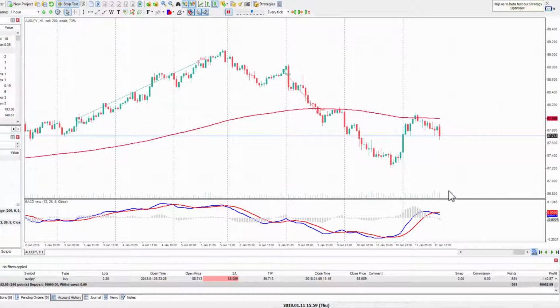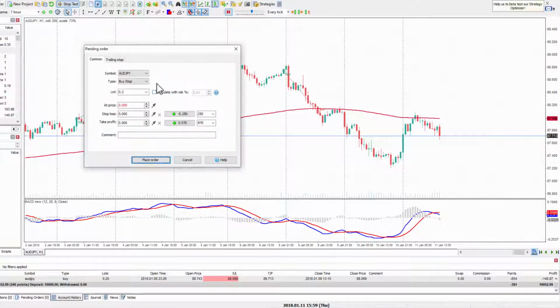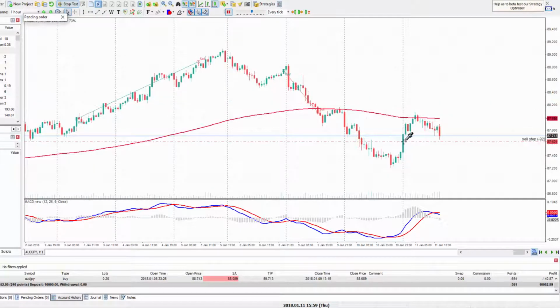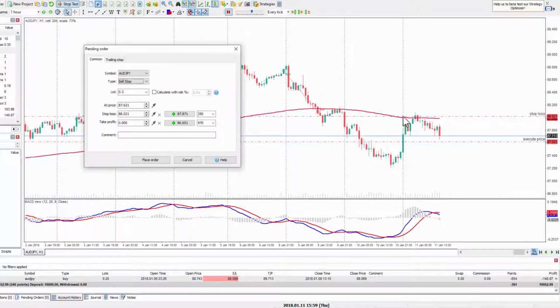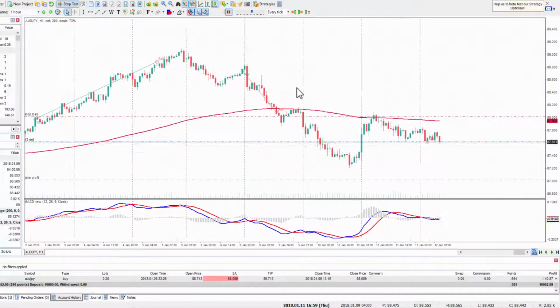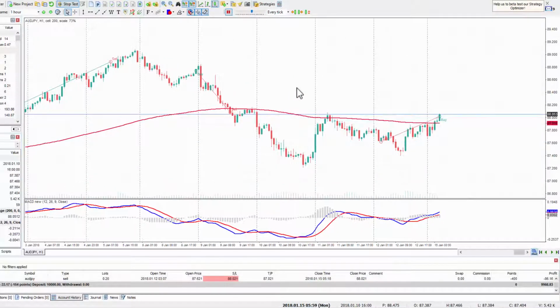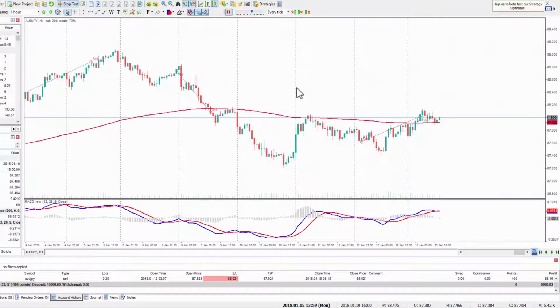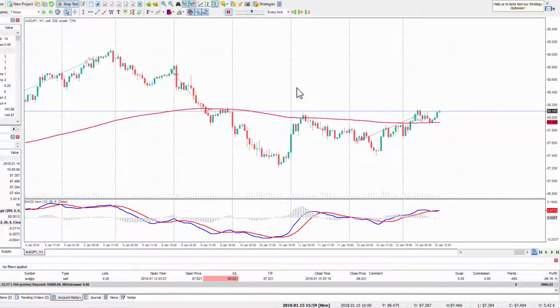Okay, we have a crossover here in a downtrend, so this time we are going to sell. So we will set up a sell stop order over here below the current price. The stop loss will be at the MACD line, which in this case is 40 pips, and the take profit will be 1.5R, which will be 60 pips. Okay, so that one was a losing trade. Let's move on.